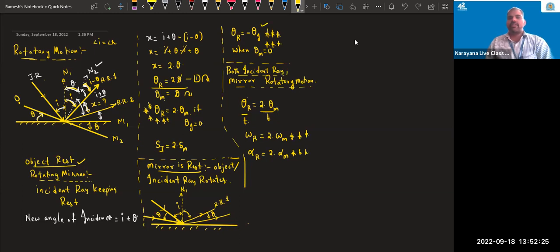This case I will take. Angular displacement of the reflected ray equal to minus of the angular displacement of the image. If you divide with time on either side, what will happen? Angular velocity of the reflected ray equal and opposite to angular velocity of the image. Okay. Now the mixed case.